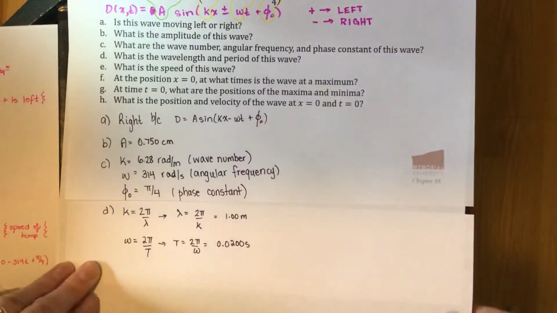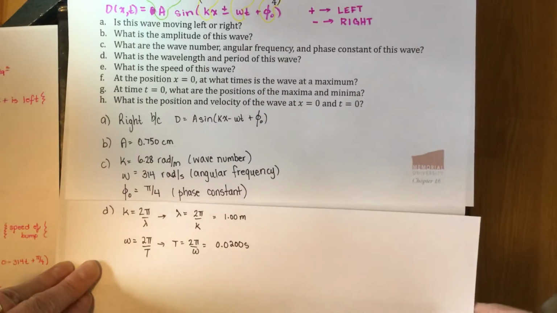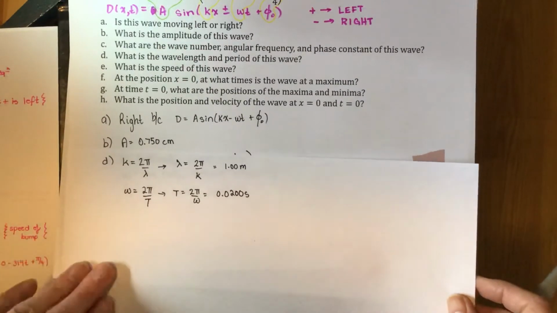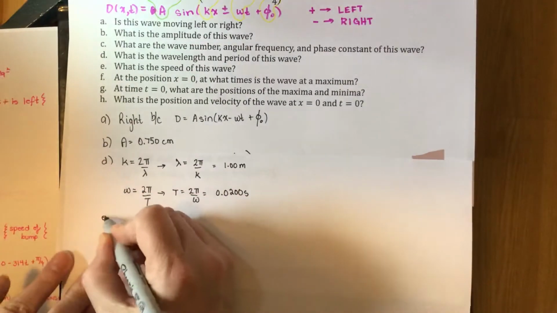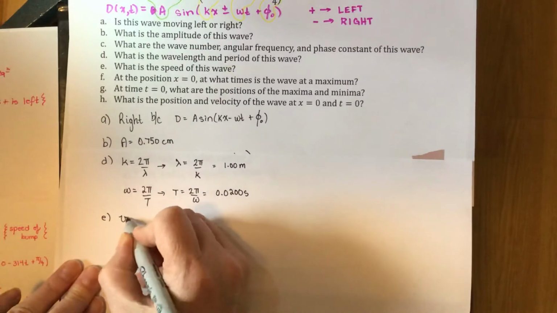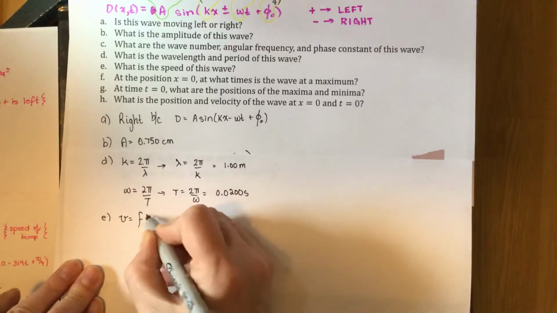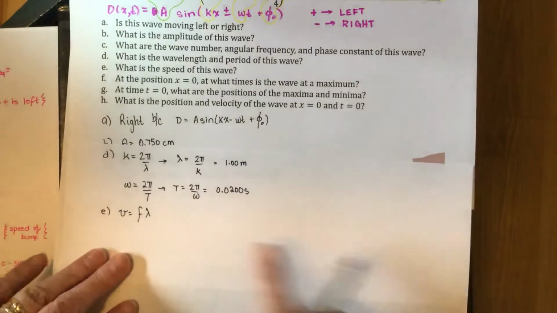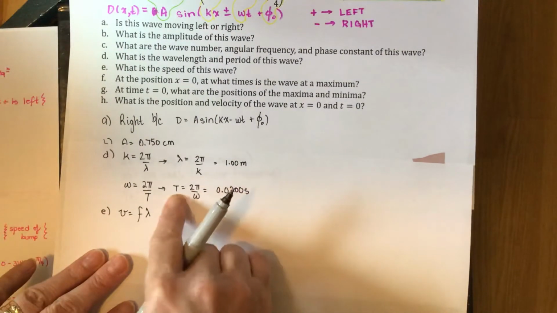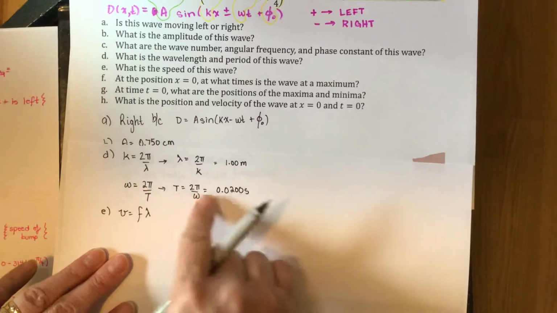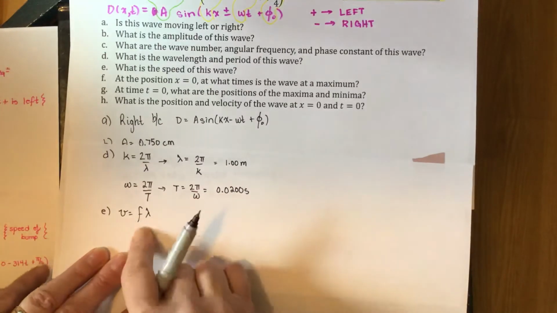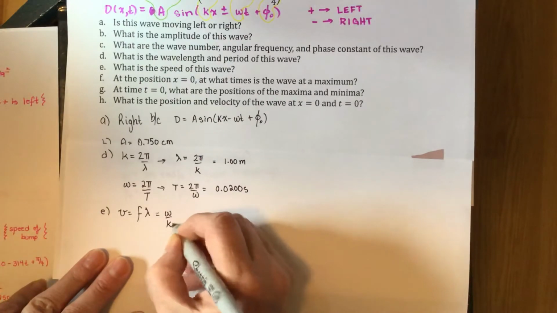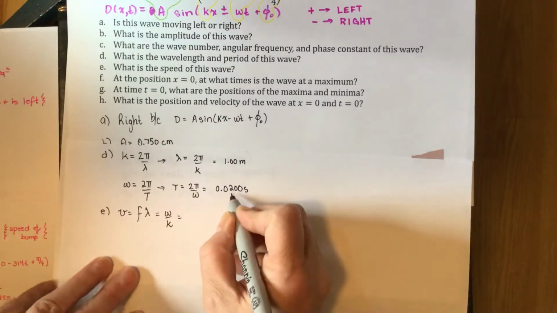Part E, what is the speed of this wave? Well, now we know omega and k, so it's going to be pretty easy to find the wave speed v. Remember there are two ways to find it. You can do f times lambda. You could absolutely do it this way if you want. You know your lambda. f is 1 over T, so that would be 50 hertz. Or we can say that v is also omega over k.